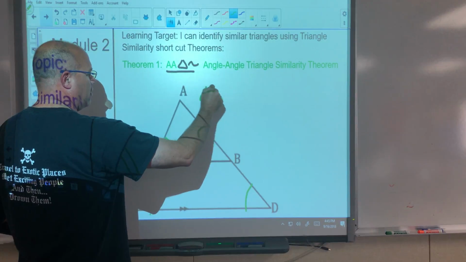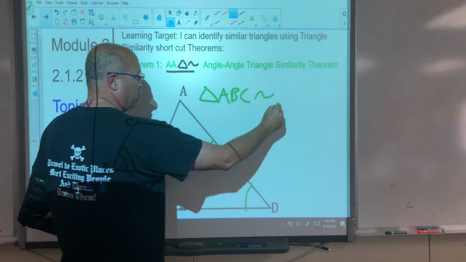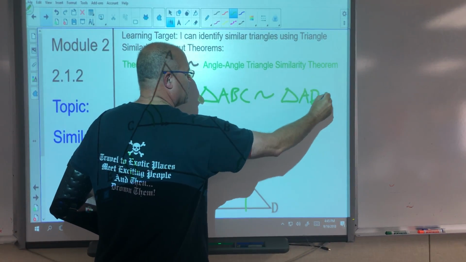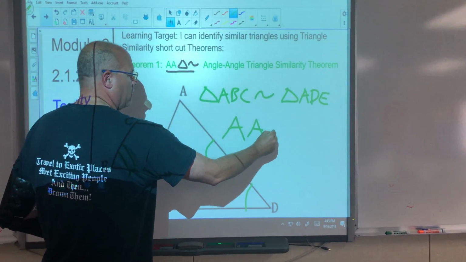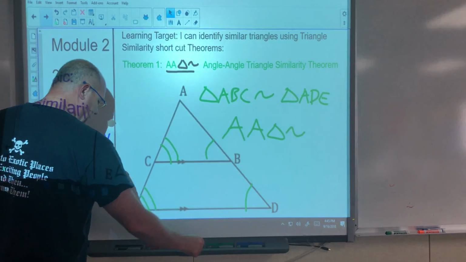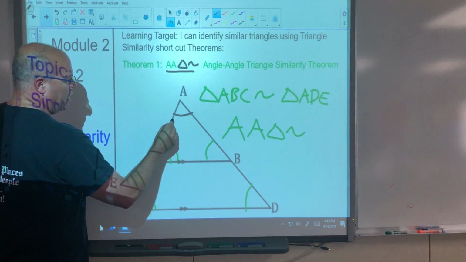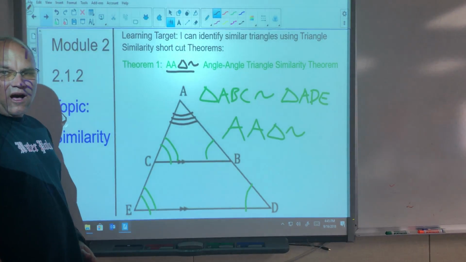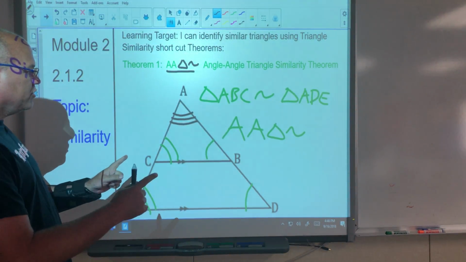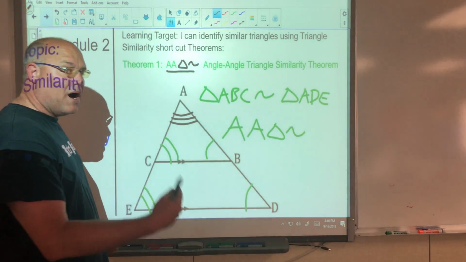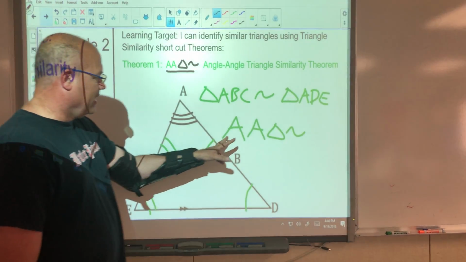So we can say that triangle ABC is similar to triangle ADE, and why? Angle-angle triangle similarity. In this case, we would also know the third angle is congruent to itself because they share angle A. And we also know from the triangle sum theorem that once two corresponding angles are congruent, the third angle must be congruent because the sum of the interior angles always has to add up to 180 degrees. So that's why we only need two angles.